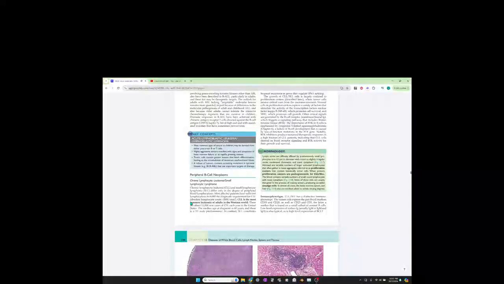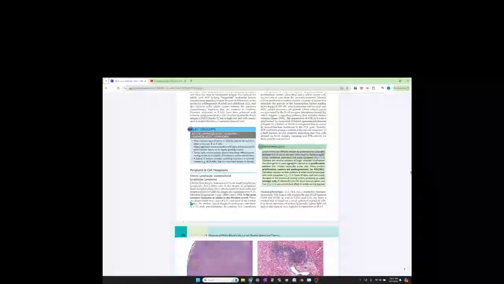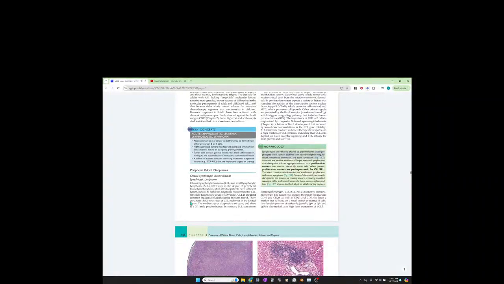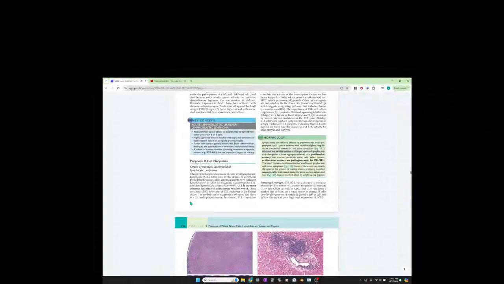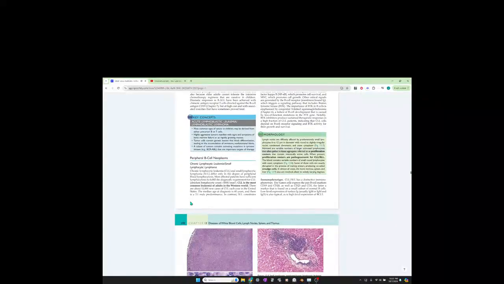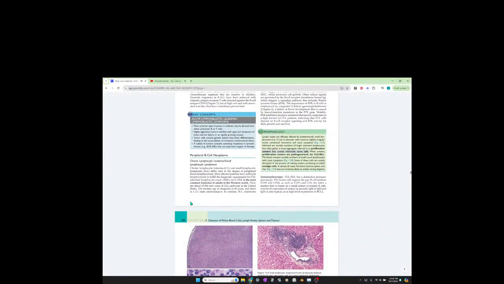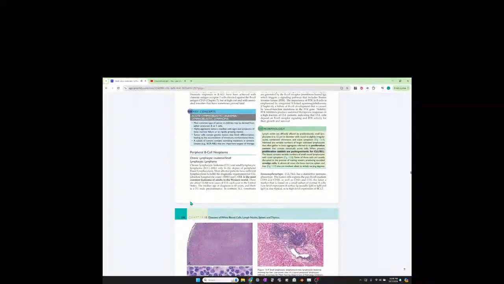Morphology. Lymph nodes are diffusely effaced by predominantly small lymphocytes, 6 to 12 micrometers in diameter, with round to slightly irregular nuclei, condensed chromatin, and scant cytoplasm. Admixed are variable numbers of larger activated lymphocytes that often gather in loose aggregates referred to as proliferation centers that contain mitotically active cells. When present, proliferation centers are pathognomonic for CLL, SLL.